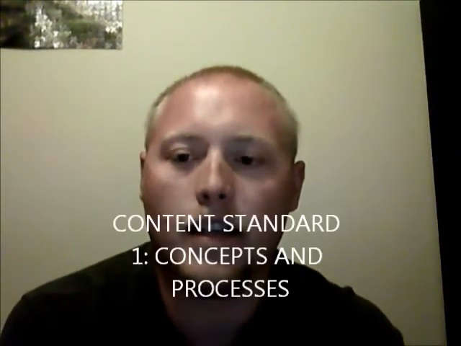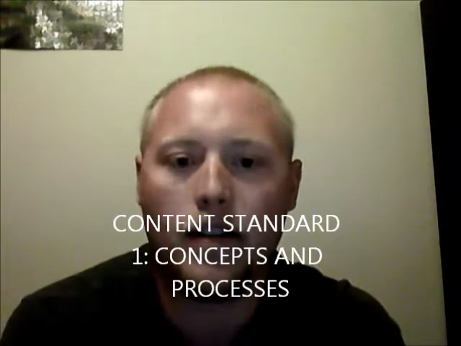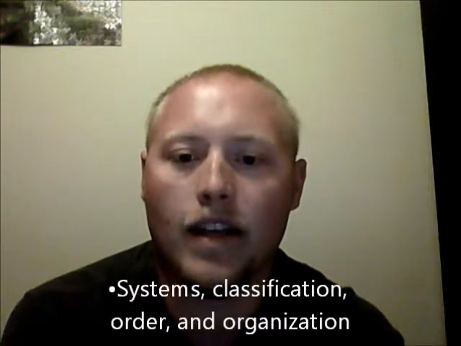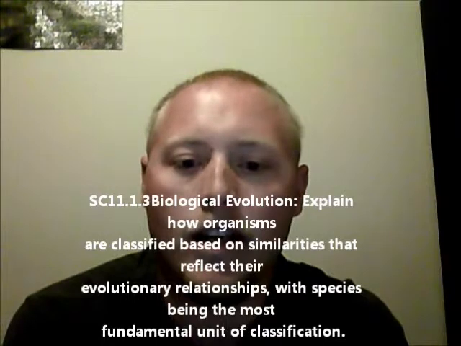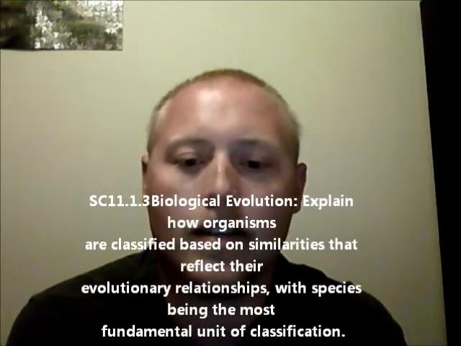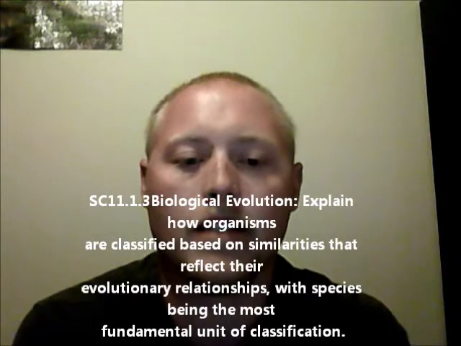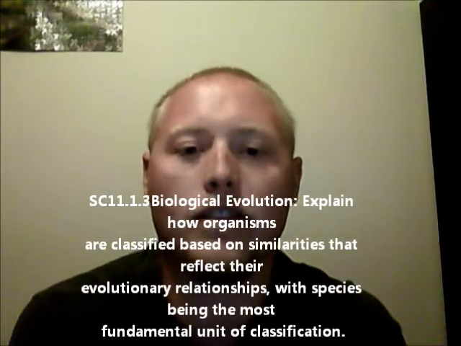This lesson is covered by Science Content Standard for the 11th grade, Standard 1, Concepts and Processes, involving the system classification, order, and organization, and more specifically the 11th grade benchmark SC 11.1.3 Biological Evolution, specifically the phrase: explain how organisms are classified based on similarities that reflect their evolutionary relationships, with species being the most fundamental unit of classification.